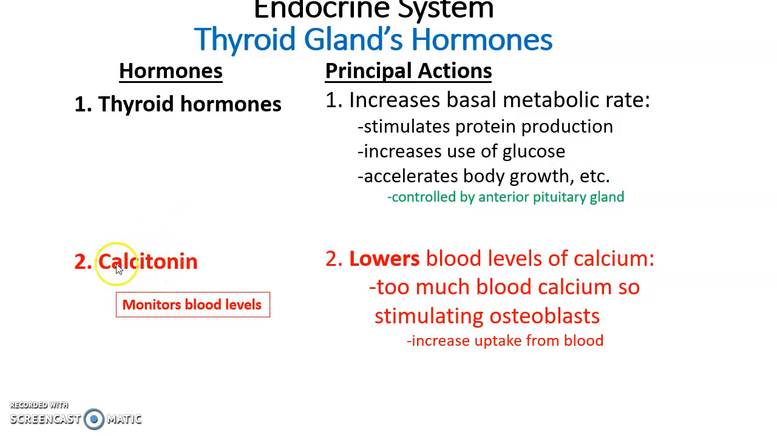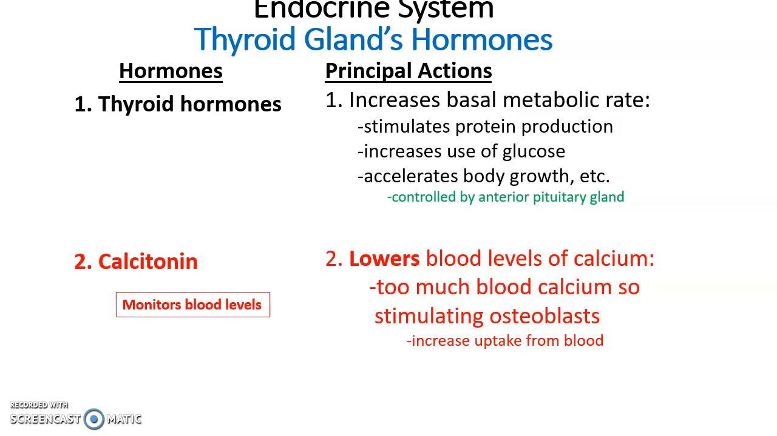Second category of hormone is the calcitonin. Calcitonin is released when the thyroid gland detects that the calcium levels in the blood are too high. So if calcium levels in the blood are too high, calcitonin is released with the goal of lowering calcium levels in the blood. To do this, the calcitonin goes to bone tissue and stimulates the osteoblasts. I'm sure you remember from earlier in the semester, osteoblasts are the cells that build up bone tissue.